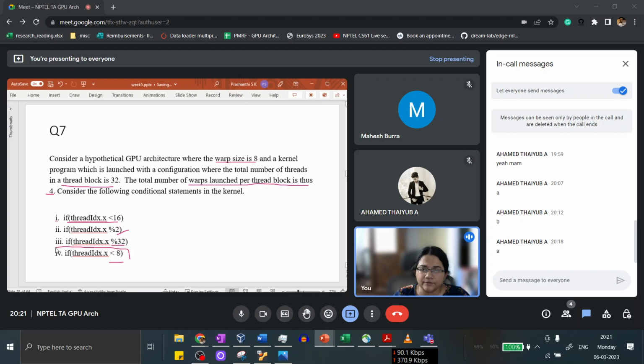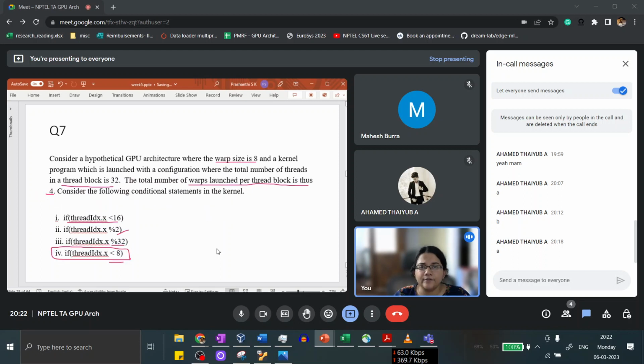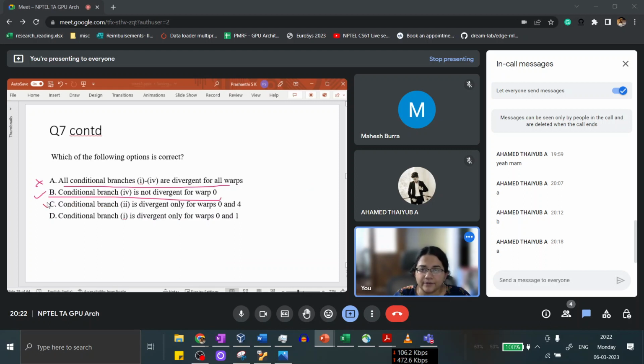You know that option 4 is not divergent for warp 0. So that itself is one option. So you can rule out this and pick this. And additionally, if you want to evaluate C and D, conditional branch 2 is divergent only for warps 0 and 4, which is false. As we discussed, this has even and odd numbers, so it is divergent for every single warp. So this can't be true.